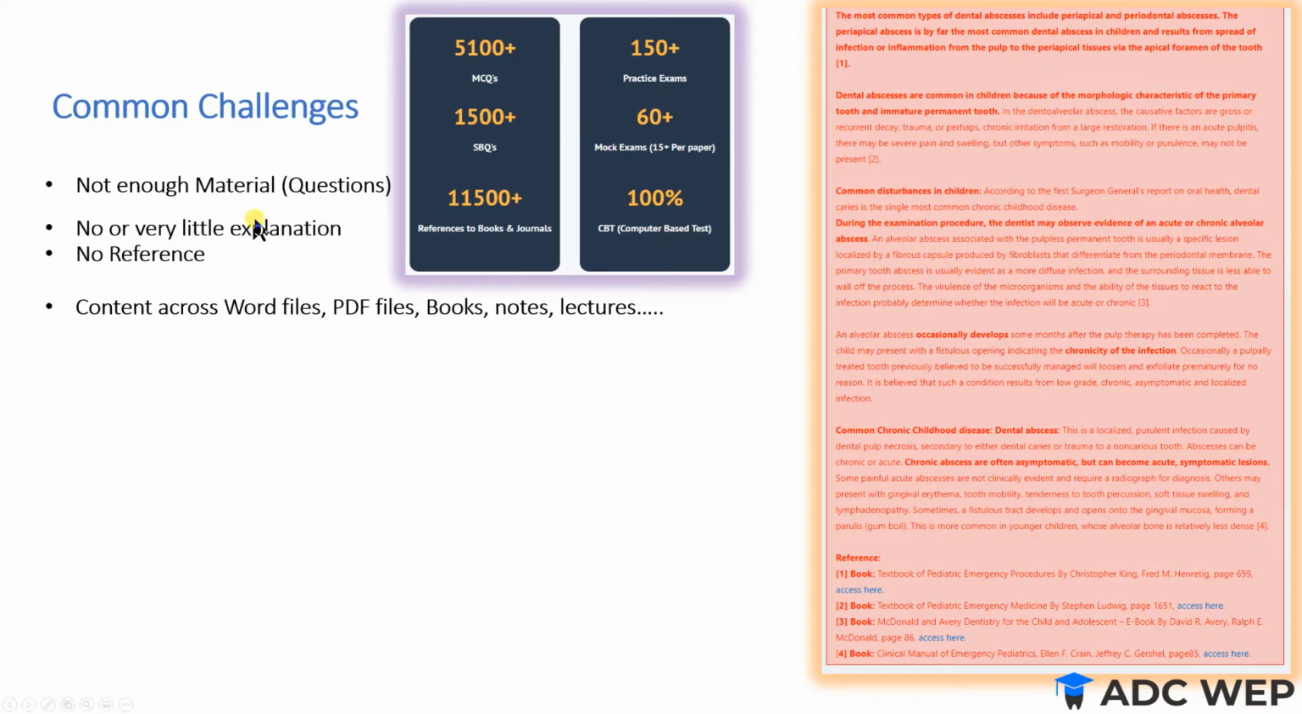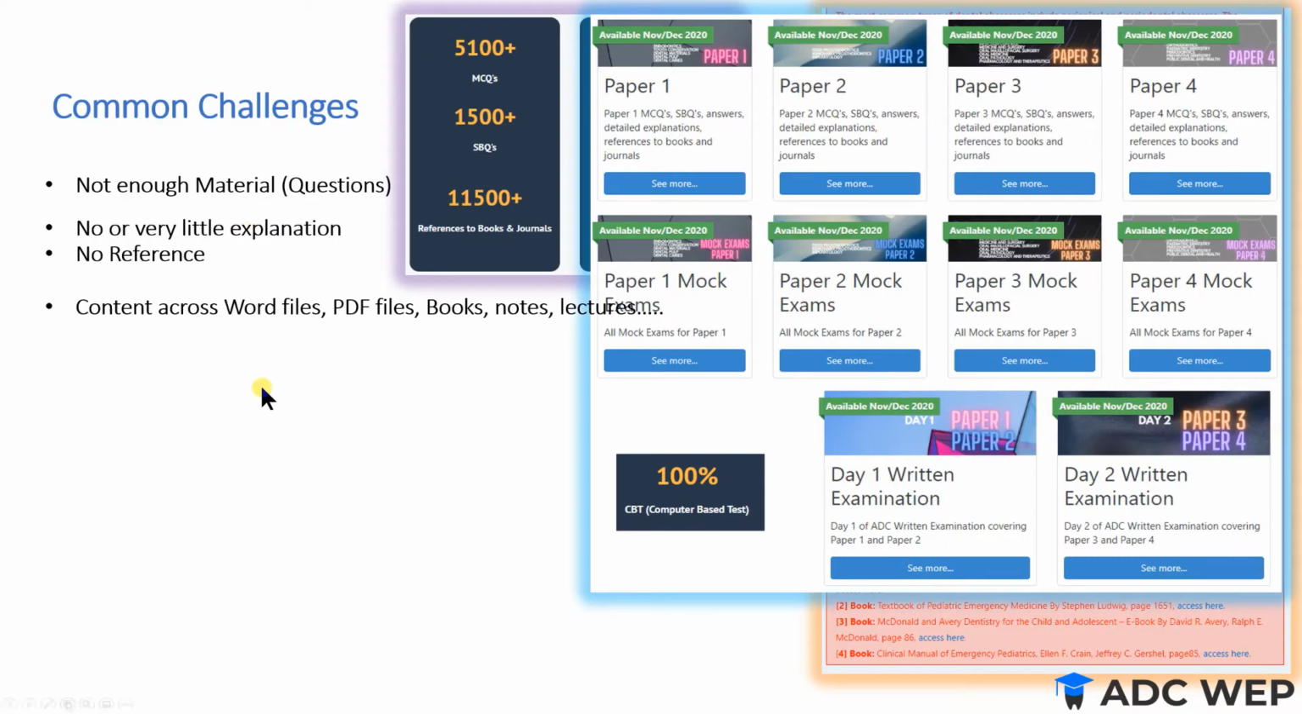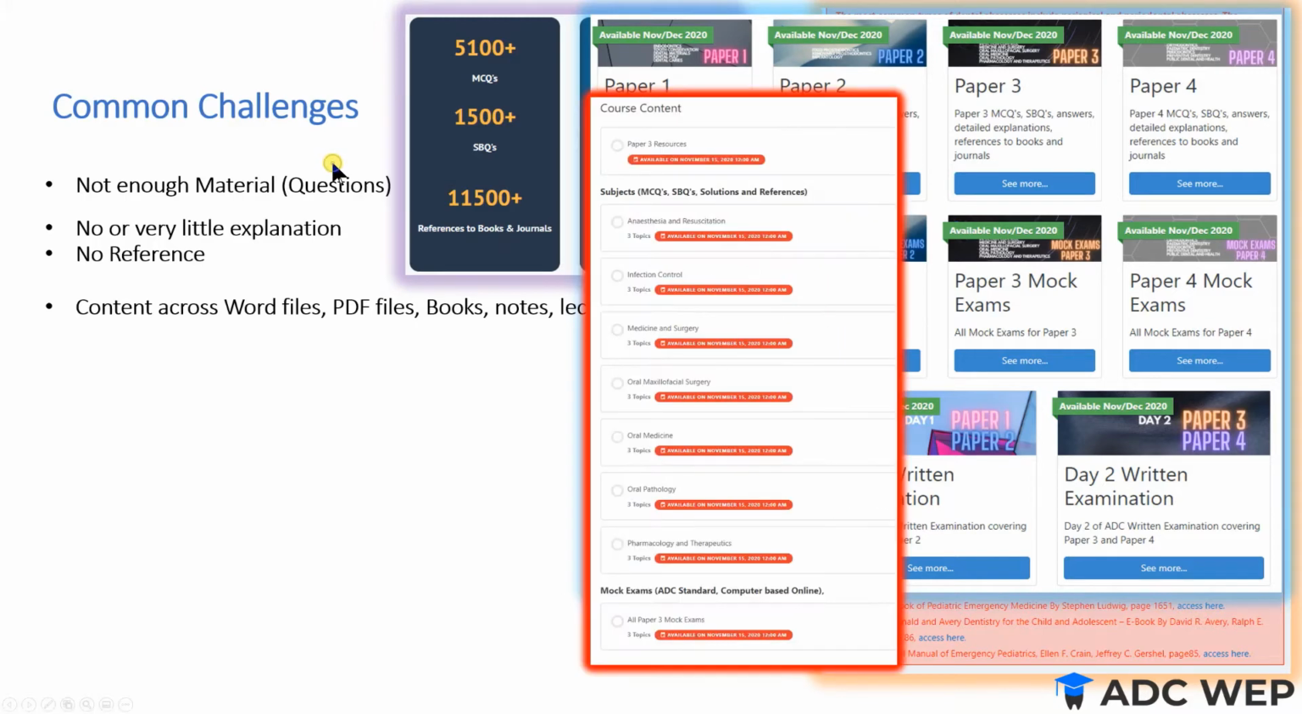So how have we solved this problem? Well, we do this by providing you with the world's only true online computer-based test and learning management system, which means that all your study materials for the written examination are here in one place. Content is organized according to the paper and its respective subjects. For example, this is paper 3, where all the content is divided according to specific subjects, and then in each subject you have different topics and different questions and explanations and resources, so it's all here in one place.